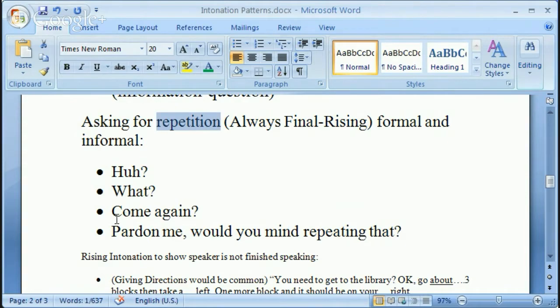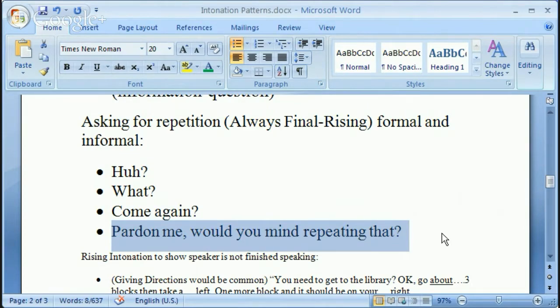Asking for repetition, it doesn't matter: "Come again?" Even if we're quite formal: "Pardon me. Would you mind repeating that?" My intonation is going to rise at the end of the sentence. Yes. And "Come again?" How is it used? "Come again?" Yes.